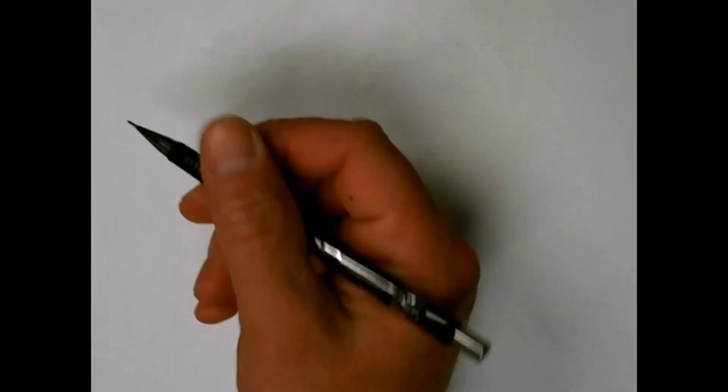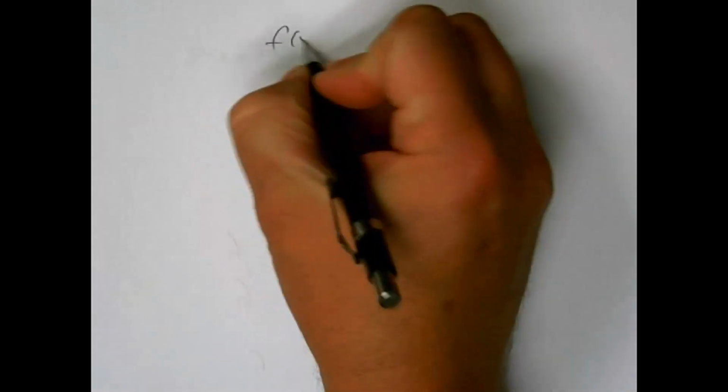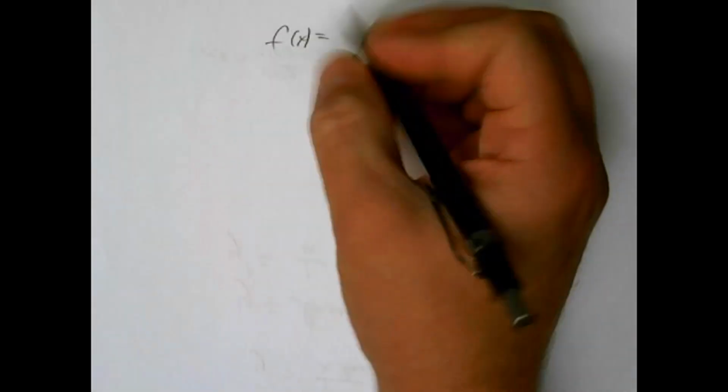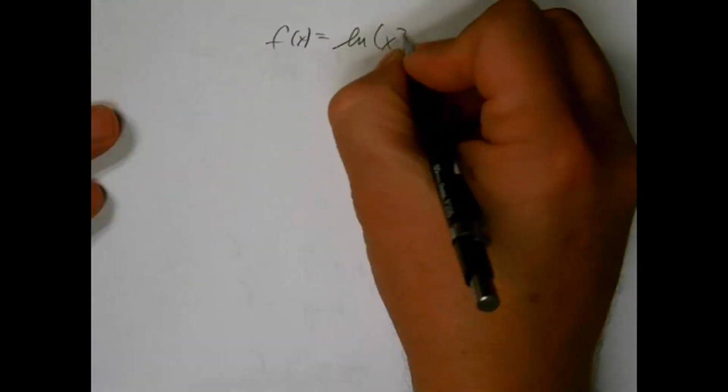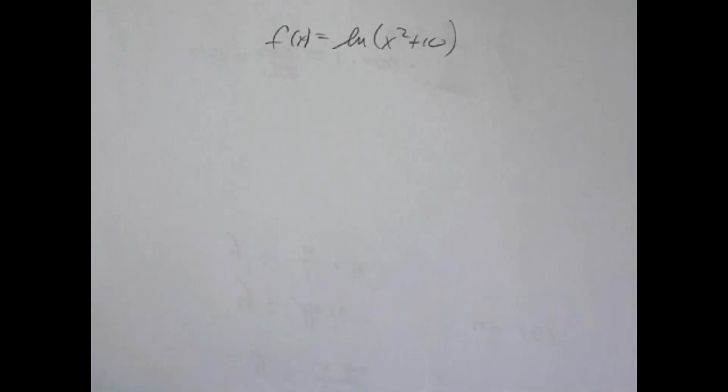Until then, let's just use this result once, maybe twice more. If I had something like f of x equaling the natural log of x squared plus 10, and be aware that the derivative of the natural log, it's the natural log you're going to be dealing with the most often.